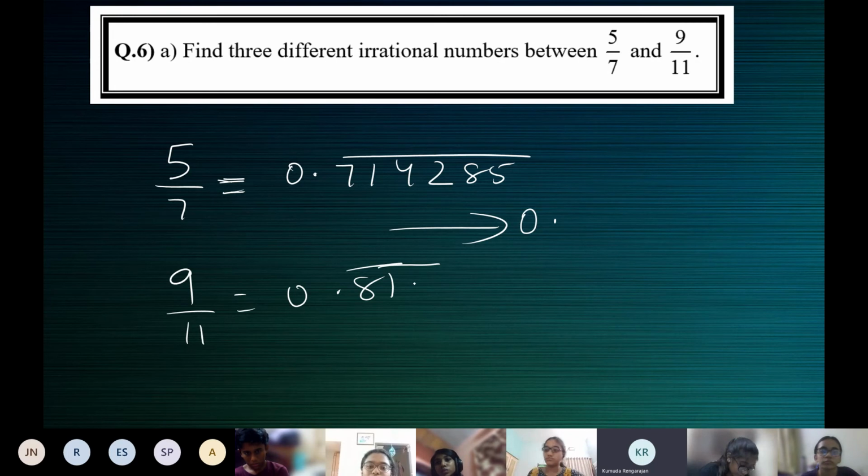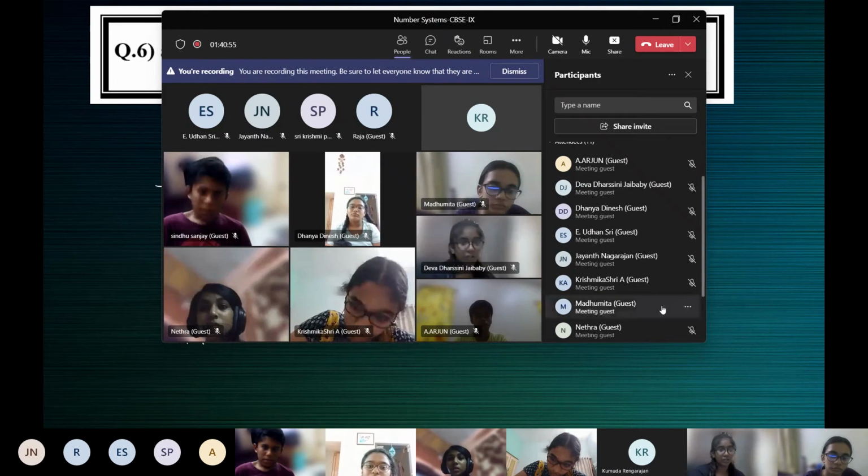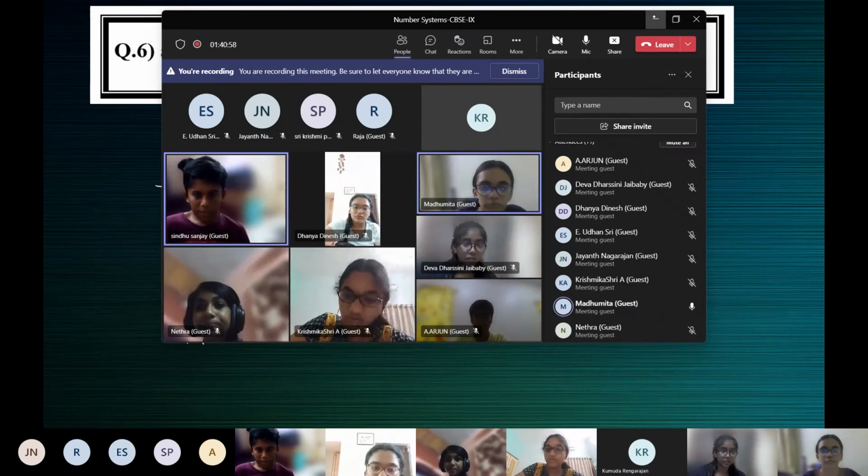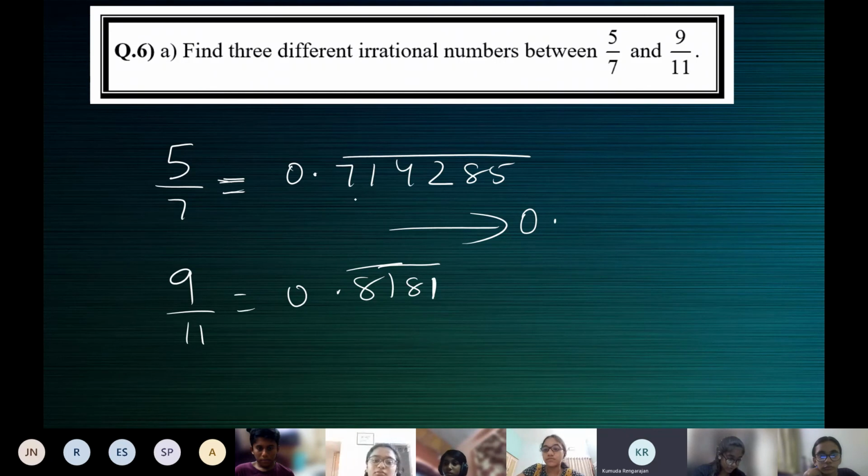How do we understand 81 going on? 81 is going on. I'm just writing 81 for you to understand. So it's like this, children. Are you all listening? Yes, children. I'll just take the first three digits. You can take how many digits you want. 714. Here I have 818. The first three digits. So now, what can you think of between 714 and 818? Can you think of 725?